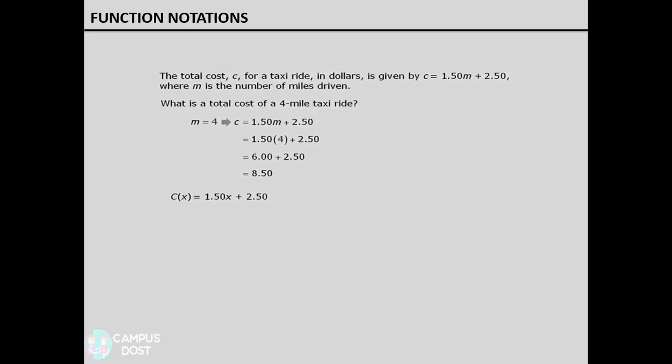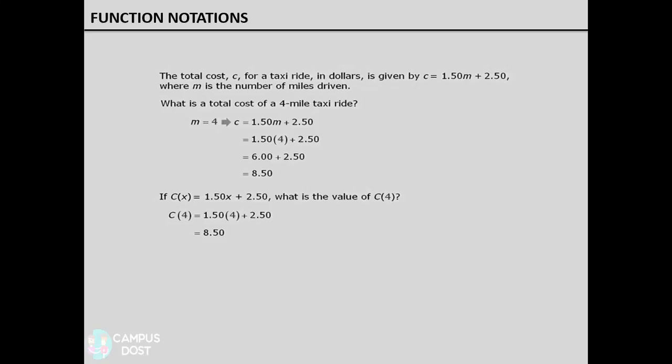Now another way to express this information is to say that we have a function c that helps us determine the cost of a taxi ride. So here, c of x is equal to 1.5x plus 2.5, where x is the number of miles driven. If we want to find the cost of a 4-mile trip, then we want to find the value of c of 4. In other words, we want to find the value of the function c when x equals 4. To find the value of c of 4, we will replace x with 4 and evaluate this to get $8.50. So once again, we are simply using different notation to express the same idea.